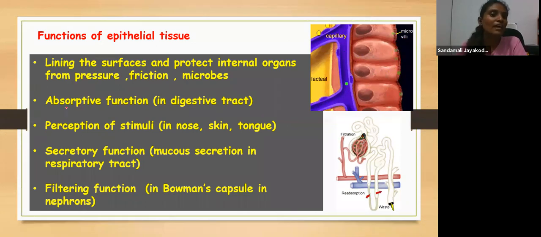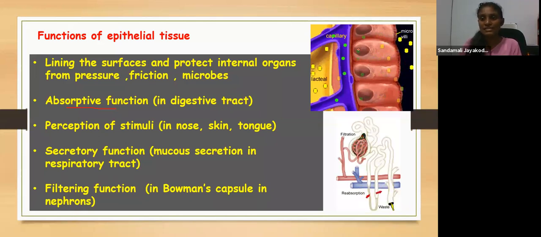And then they perform an absorptive function in the digestive tract. That means in our large intestine or our small intestine, they can absorb different material. Mostly in our digestive system, they absorb nutrients. In the large intestine, they are absorbing water. So that process happens via a single cell layer of epithelial tissue.